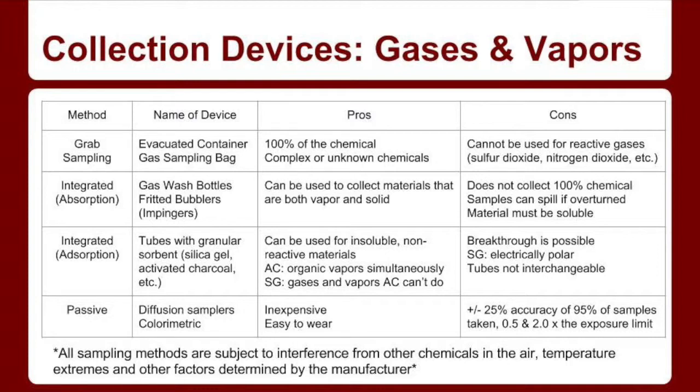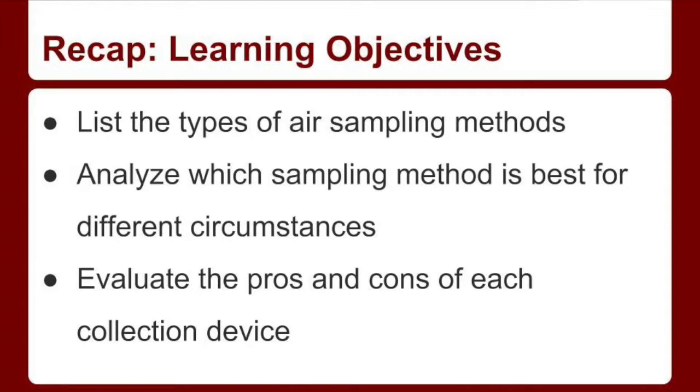Colorimetric passive monitors can also be used, changing color to a specific contaminant using a guide provided by the manufacturer. Remember that all of these sampling methods are subject to interference from other chemicals in the air, temperature extremes, and other factors determined by the manufacturer.